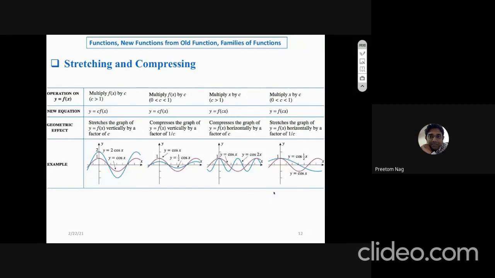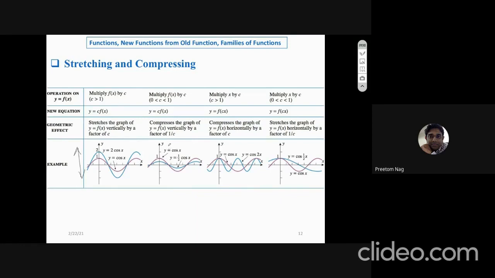Okay, so if c becomes more than 1, then stretching will happen, right? Stretching will appear in the vertical direction. Vertical direction stretching will happen. Why does stretching happen in the vertical direction? For compressing vertically by a factor of 1 by c, if c is between 0 and 1, then in this case this will be horizontally compressed.